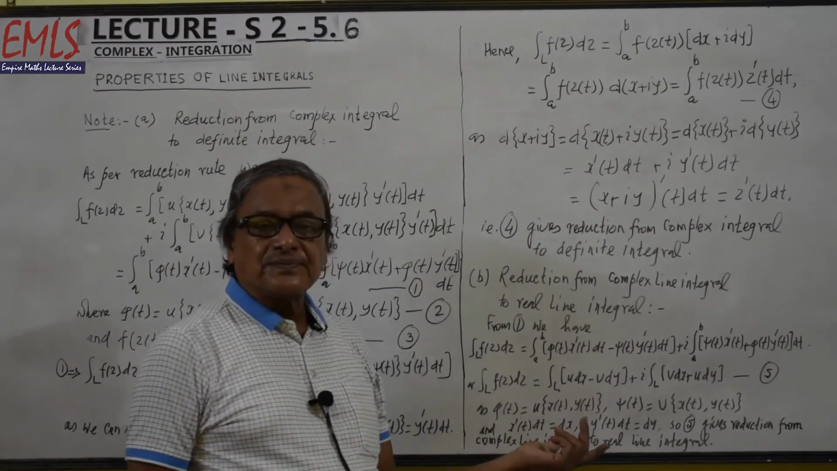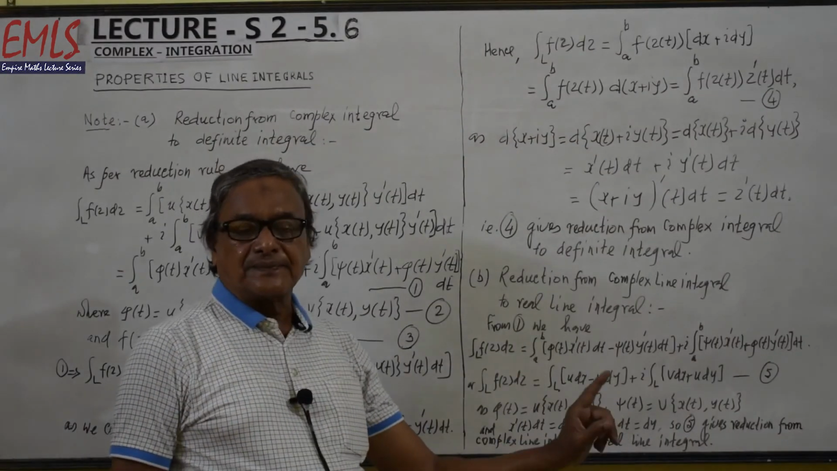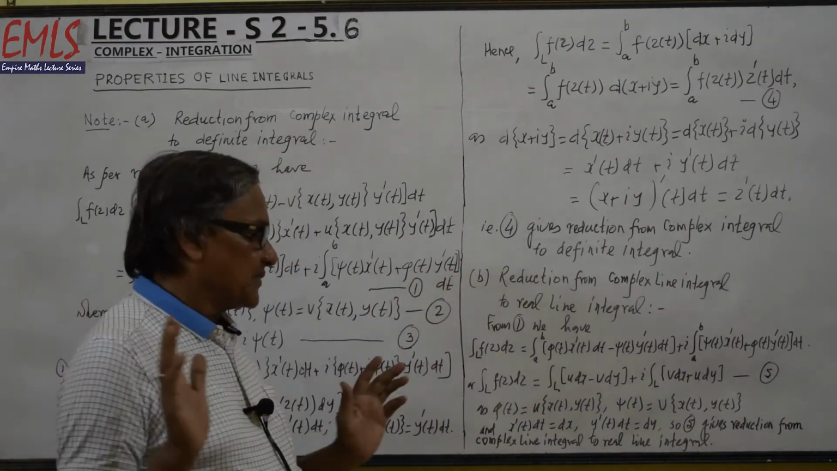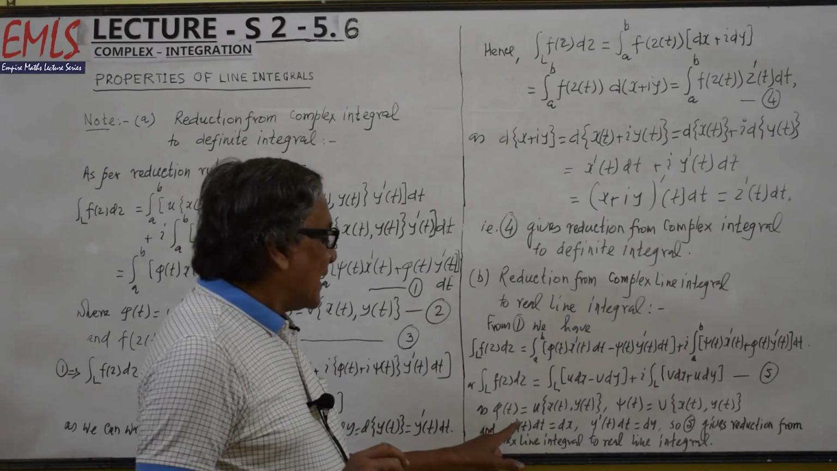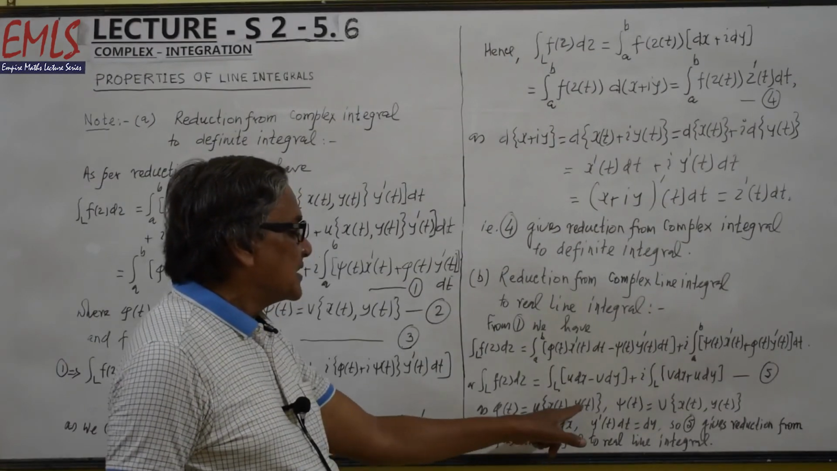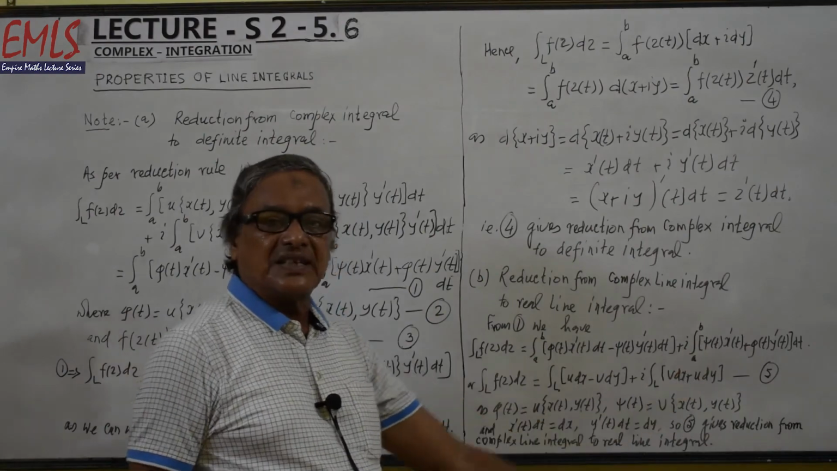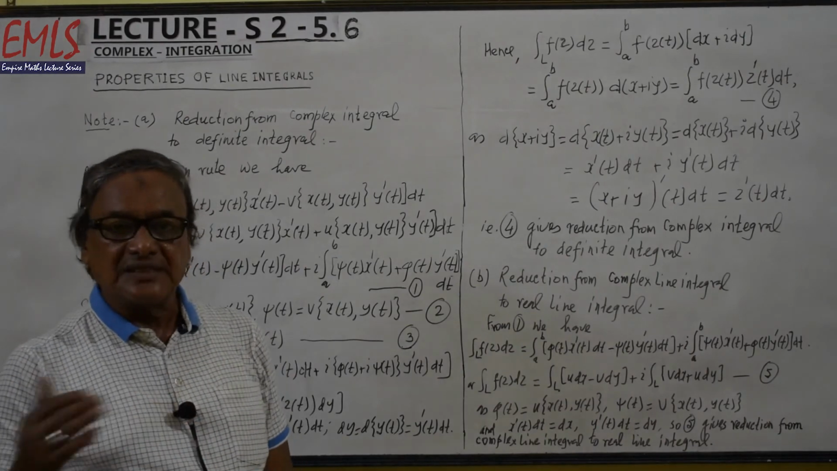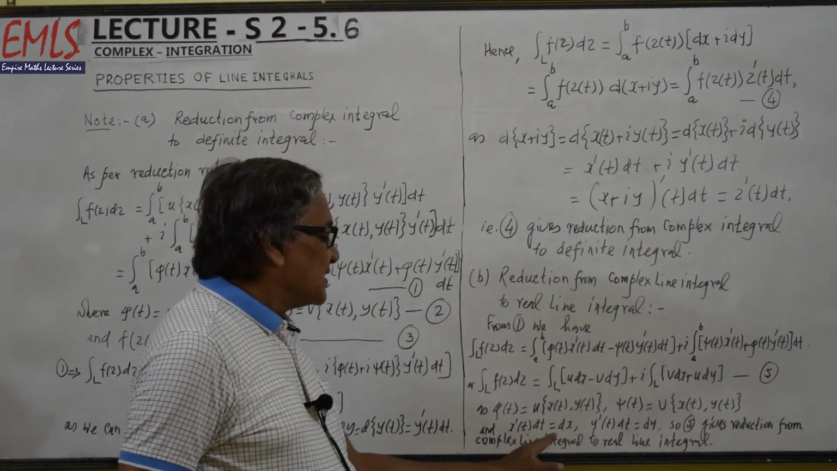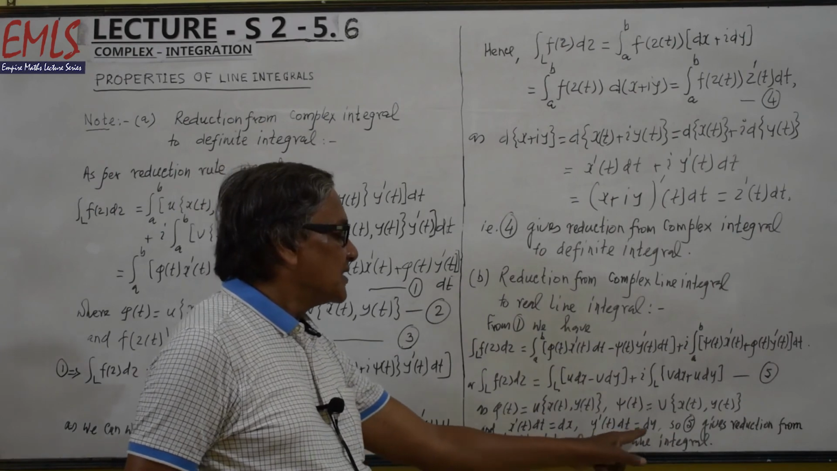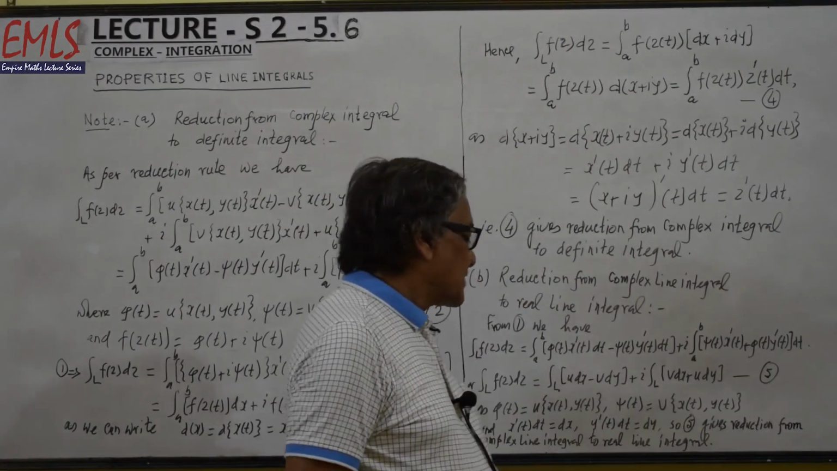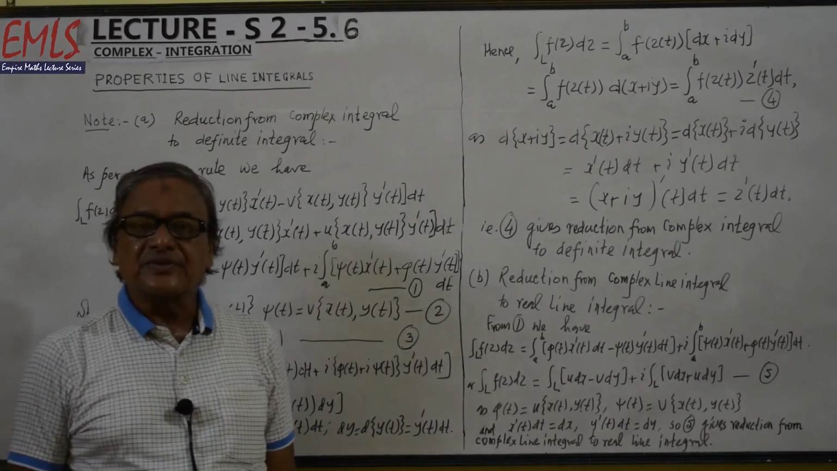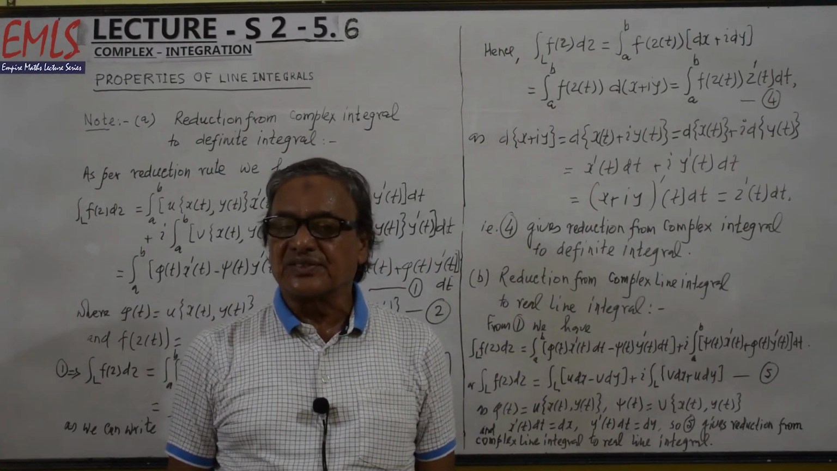This conversion from line integral to line integral follows a certain process which we have already discussed in the previous theorems. As phi(t) is equal to u(x(t), y(t)) and psi(t) equal to v(x(t), y(t)), it has been converted into u and v. Phi is u, psi is v, and x'(t) dt is dx, y'(t) dt equal to dy. So 5 gives the reduction from complex line integral to real line integral. So this is our brief note which will be applicable in the further results. Okay, thank you.